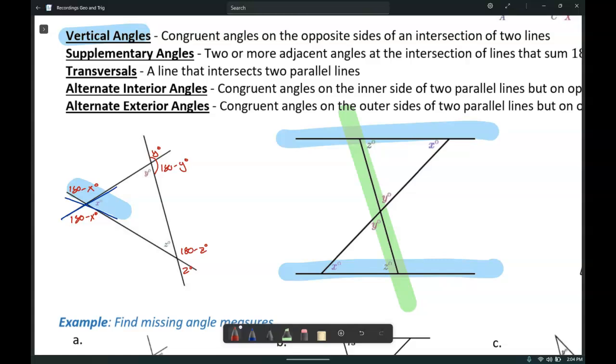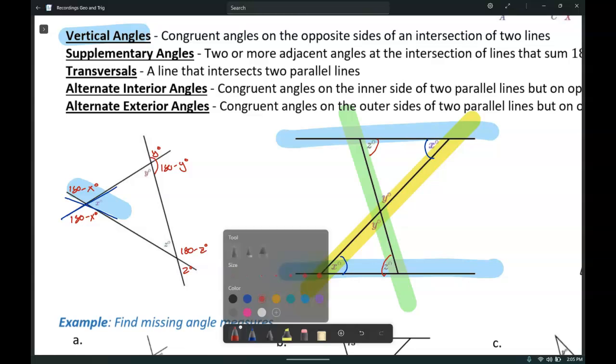We have these things called alternate interior angles, where they are on opposite sides of the transversal, but they are inside of the parallel lines. Alternate interior angles would be congruent in measure, as we see labeled here. We have a second transversal drawn on this diagram, giving us two more alternate interior angles here.